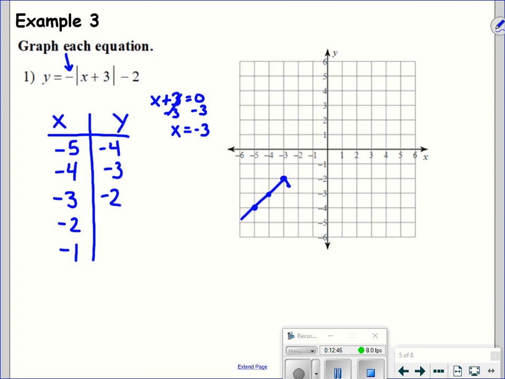If I plug in a negative 2, negative 2 plus 3 is 1, absolute value of which is still 1. Add the negative onto it, negative 1 minus 2, negative 3. There's that mirror image starting to happen. Negative 1 plus 3 is positive 2, absolute value of which is positive 2. Tack on the negative on the front, negative 2 minus 2, negative 4. And then we can see that straight line graph continuing off to the right.